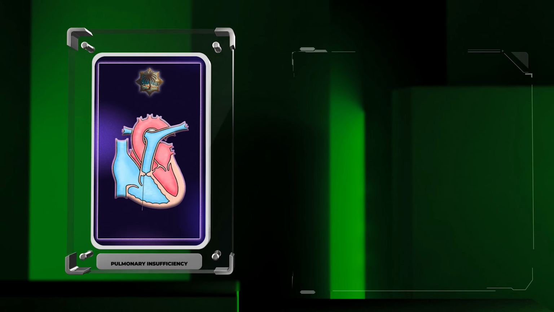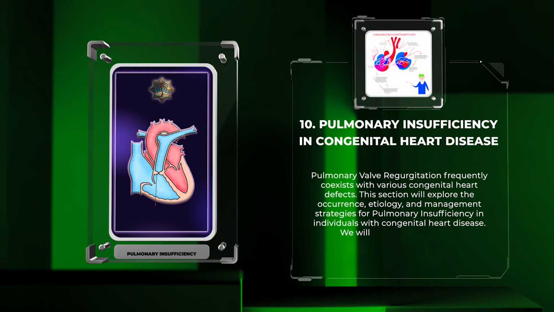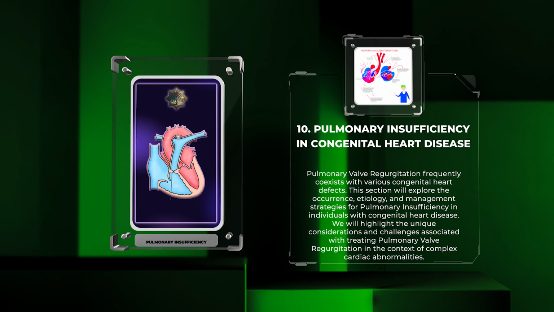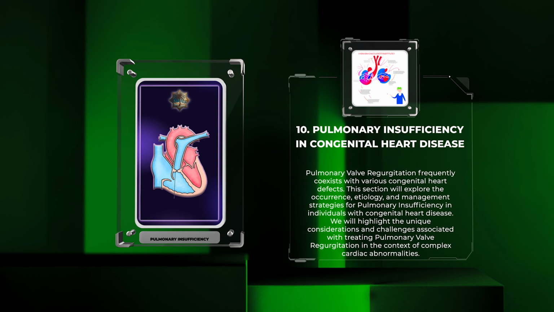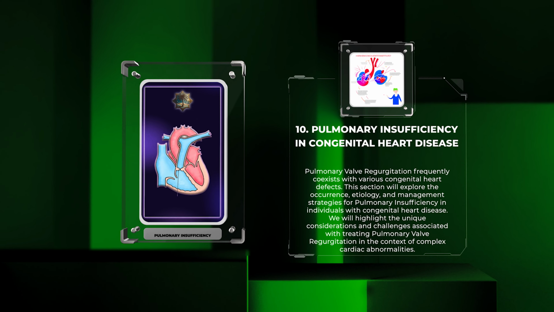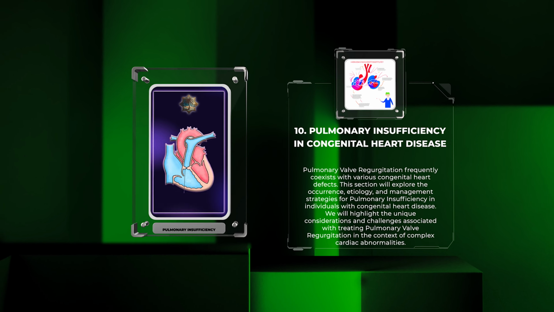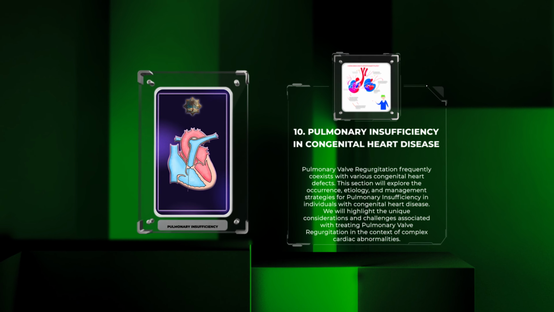Pulmonary valve regurgitation frequently coexists with various congenital heart defects. This section will explore the occurrence, etiology, and management strategies for pulmonary insufficiency in individuals with congenital heart disease. We will highlight the unique considerations and challenges associated with treating pulmonary valve regurgitation in the context of complex cardiac abnormalities.